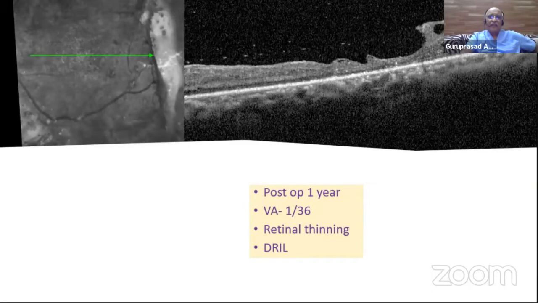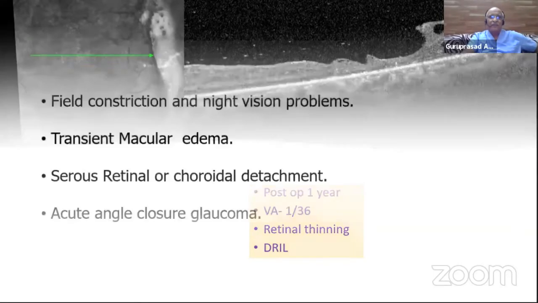You can see that there is extreme retinal thinning. I'm sorry, this is of another patient. So there is retinal thinning and drill, because of which the vision has just recovered up to 1/36.